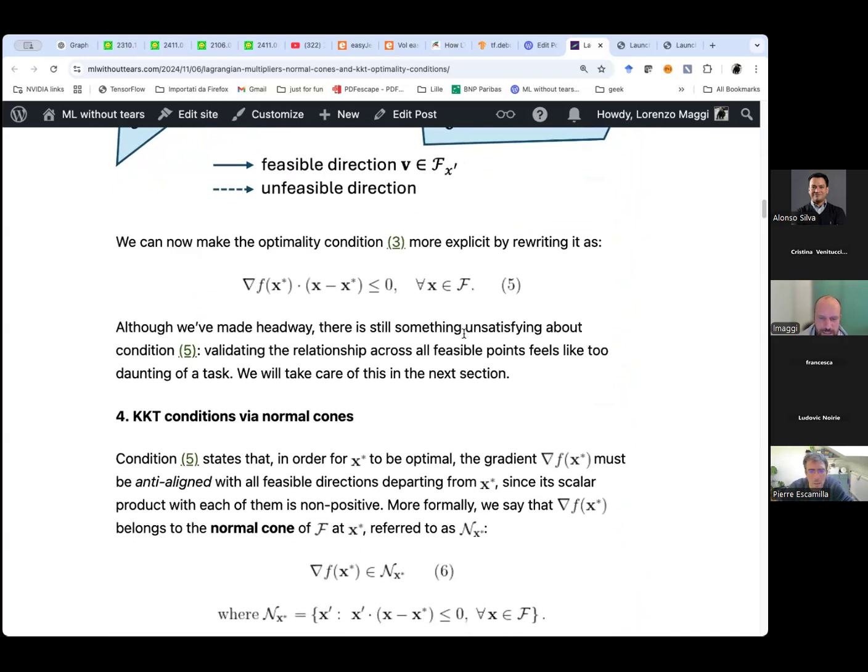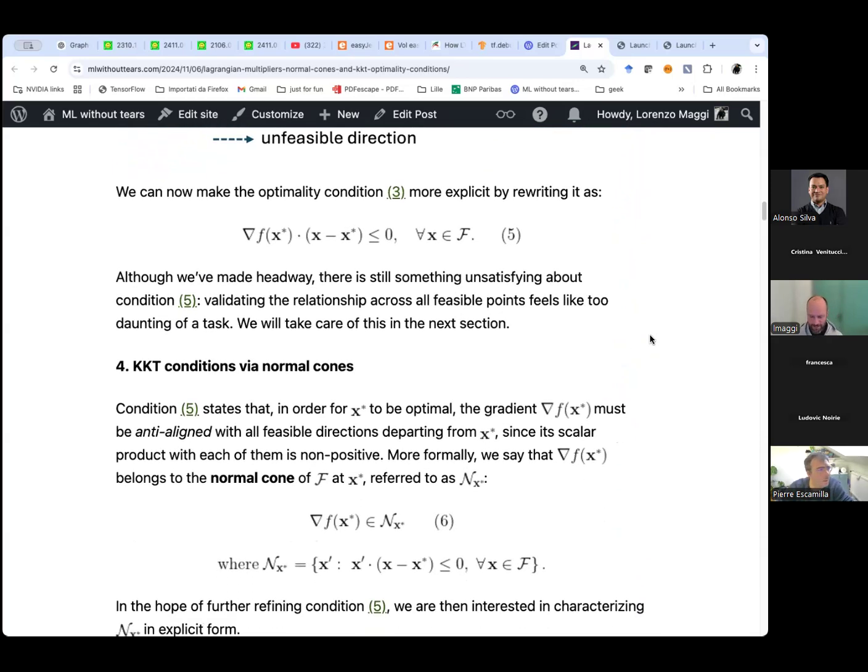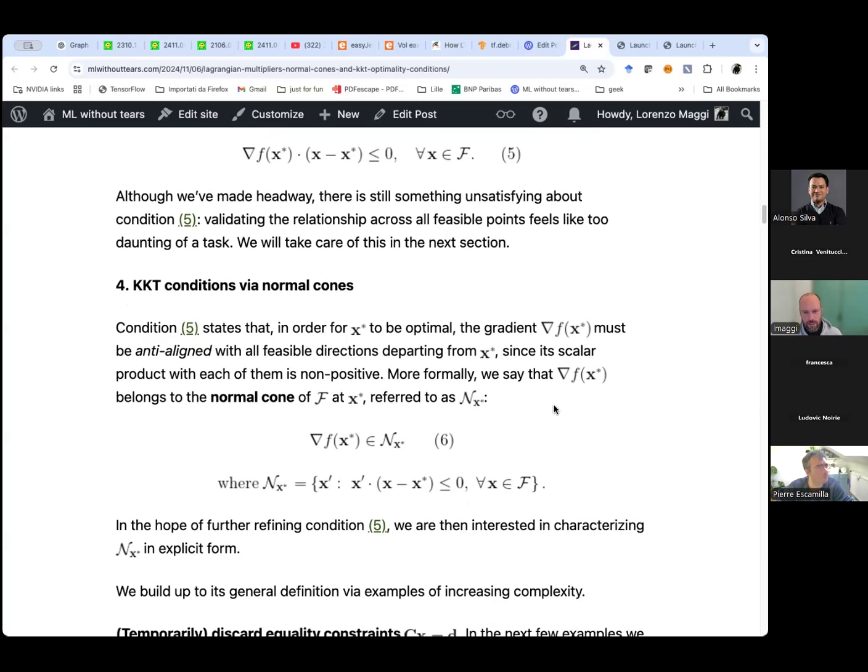So let's do yet another step towards the final definition. So we are here. We want to get rid of F. In order to do that, we start realizing that this has a name. In mathematics, this means that the gradient of F at x star belongs to the normal cone of F at x star.